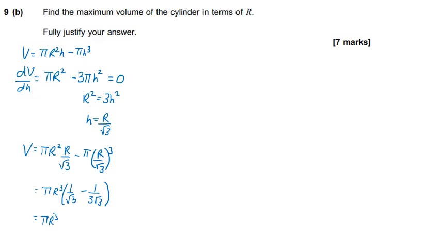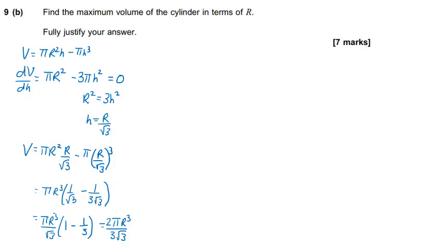If we look at it like this, we can also take out a factor of 1 over root 3. So we can take that outside, and then I've got inside 1 minus a third. Okay, so I've got 1 over root 3 minus a third 1 over root 3. So I can do that factorization. And then 1 minus a third is 2/3. So I've got pi r cubed times 2/3, and then divided by root 3 as well.